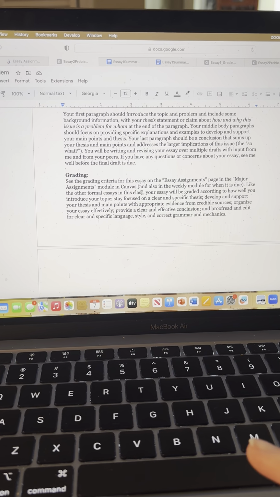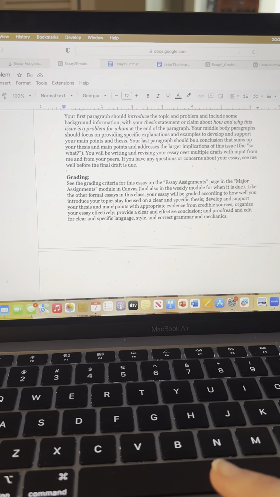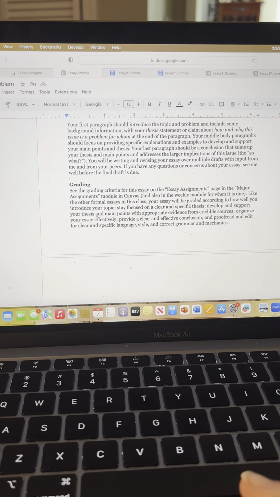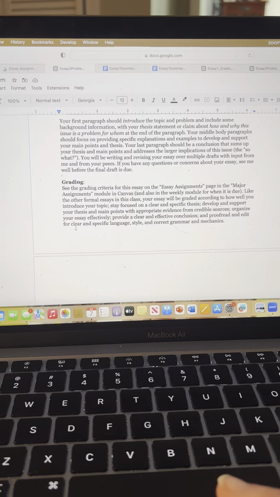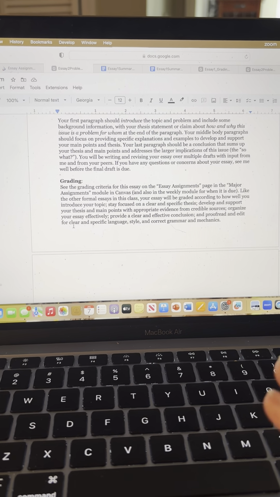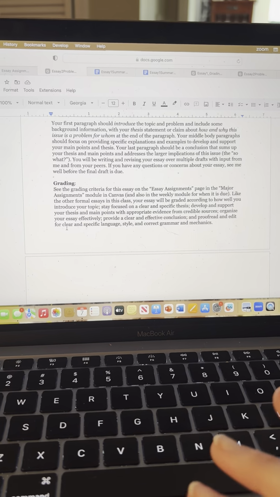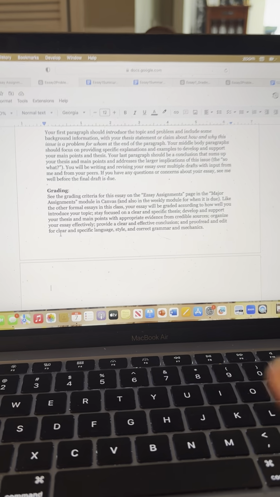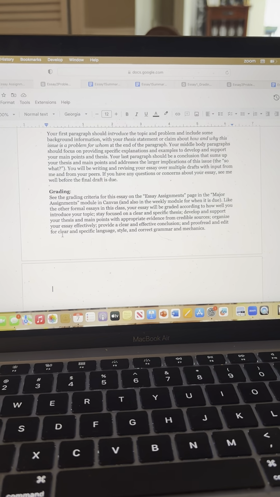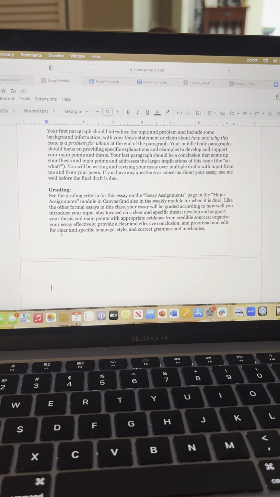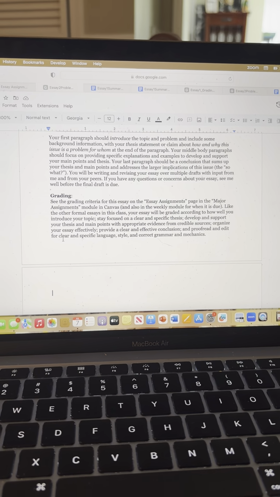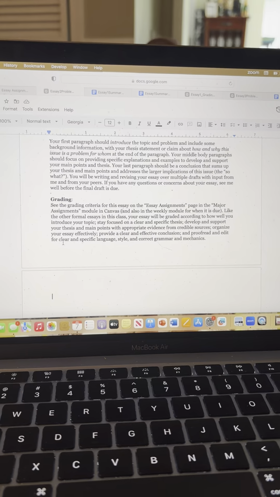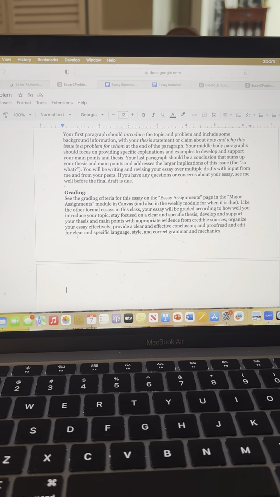Like all the other papers, you're going to be graded on how well you introduce your topic, stay focused on a clear and specific thesis, develop and support your thesis and main points with appropriate evidence, and proofread and edit it. So I know you're going to do great. We're going to have multiple drop-in hours for online Zoom office hours. You can email me. You can use the writing studio, BrainFuse. You will be able to interact with your peers at minimum on discussion boards. I'll have some conferences set up, but happy writing, happy working with essay number 2.